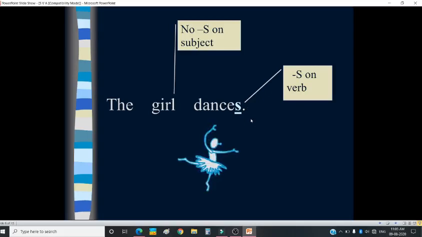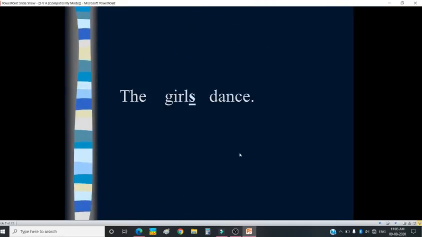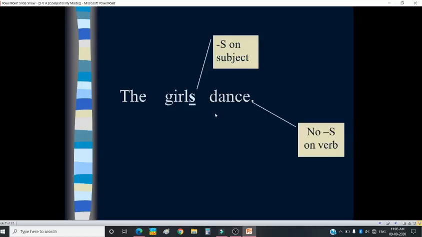Next, the girl. Here only one girl is dancing, so the girl dances. Next, the girls. Here the s is already there with the subject, so there is no s with the verb. This way also we can remember it. As a tip, I have just given it here. S on the subject, but no s on the verb.